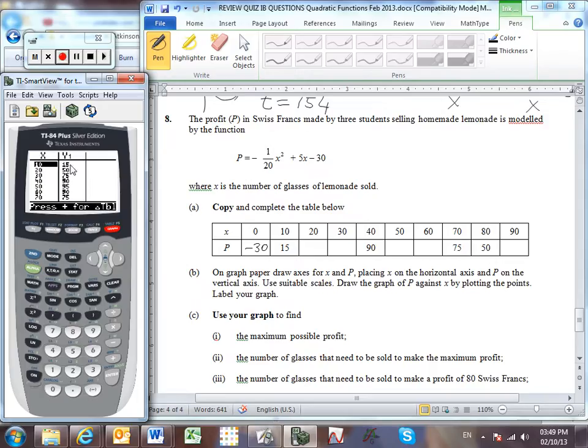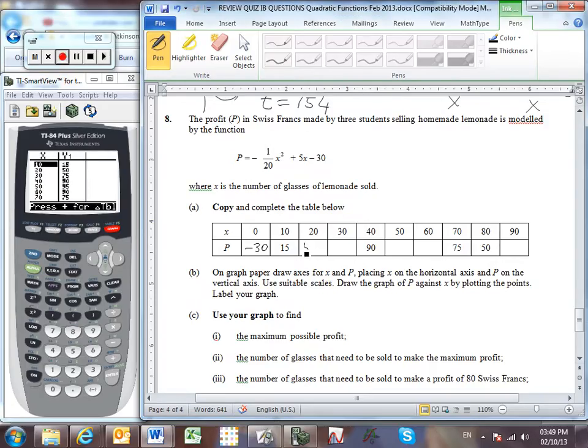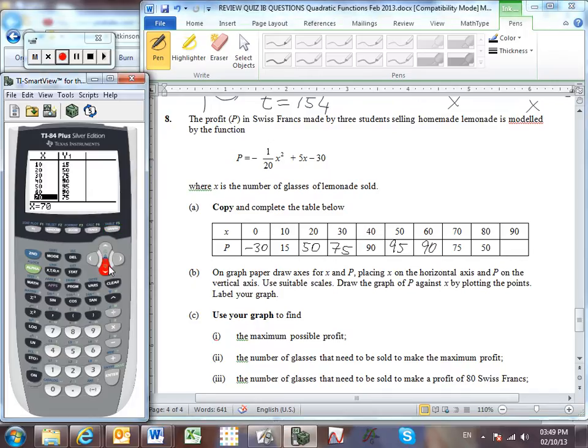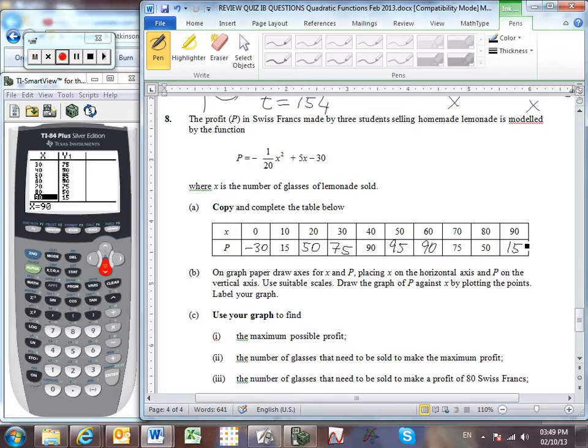When it's 10, it's 15. When it's 20, we're at 50. When we're at 30, we're at 75. When we're at 40, we're at 90, that was given. When we're at 50, we're at 95. When we're at 60, we start going down again, don't we? We're at 90. And by the time we get to an x value of 90, it looks like our y value has become 15. You might notice the symmetry around that maximum of 95: 90, 90, 75, 75, 50, 50, 15, 15, and so forth.